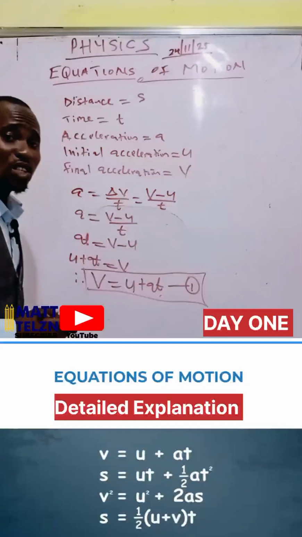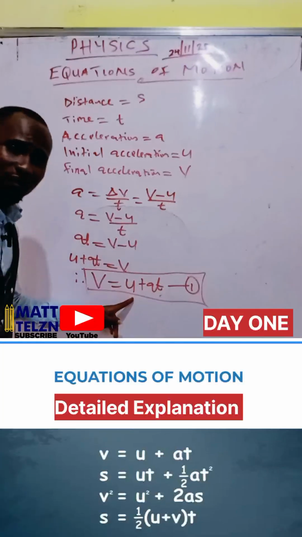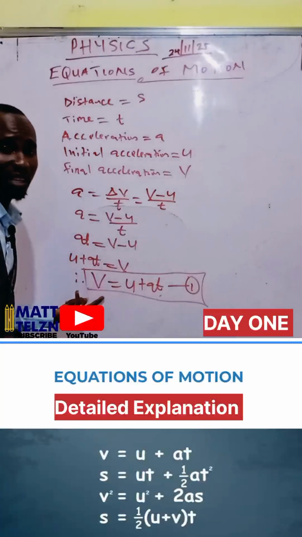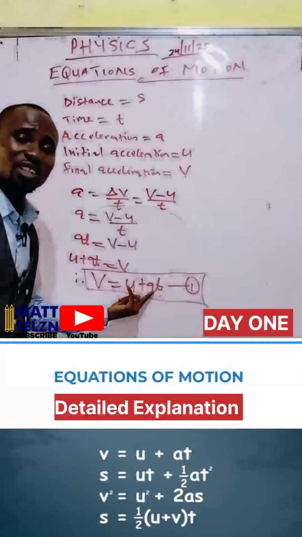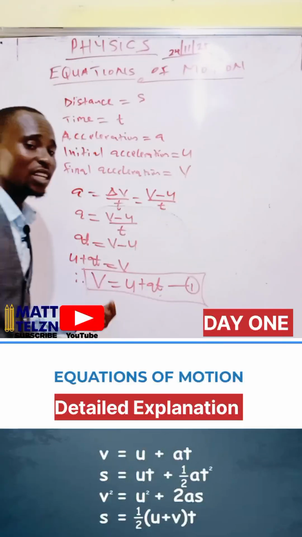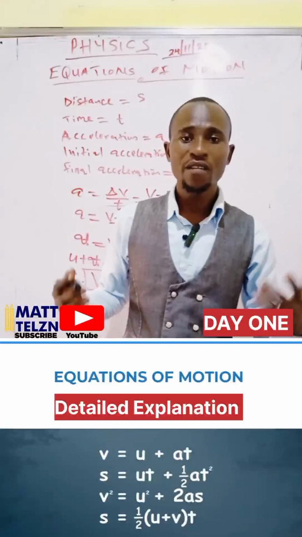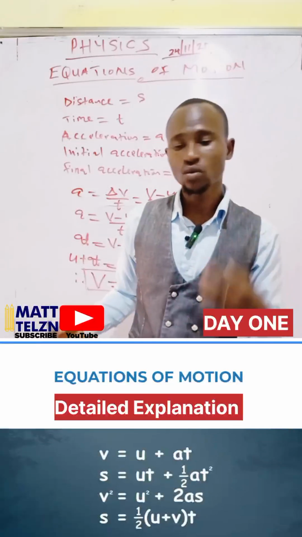Now this equation is used to find the final velocity when initial velocity is given, when acceleration is given, and time is given. You would use this to find your final velocity, right? Now let's consider equation 2.